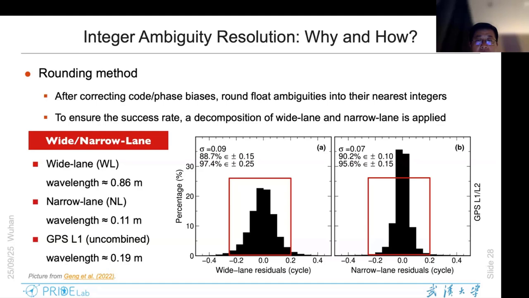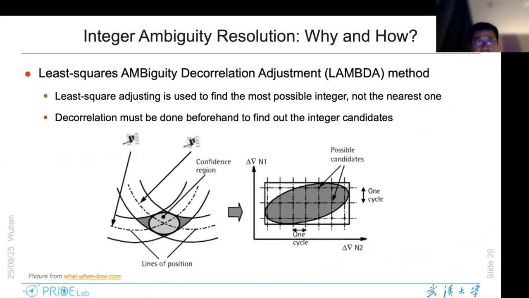So in the PPP ambiguity resolution, we have to make the phase bias corrections first before we can recover the integer properties of the undifferenced ambiguities. We're going to talk about this later on in our introduction of the software. So we have two methods for the integer cycle resolution of the ambiguities.